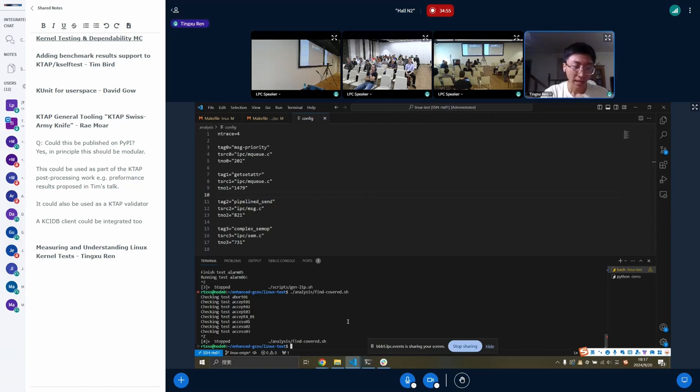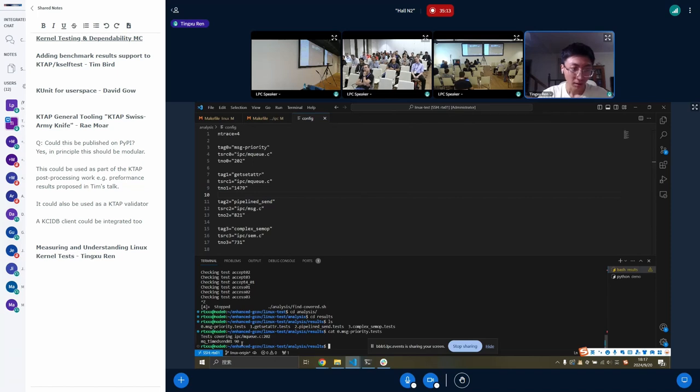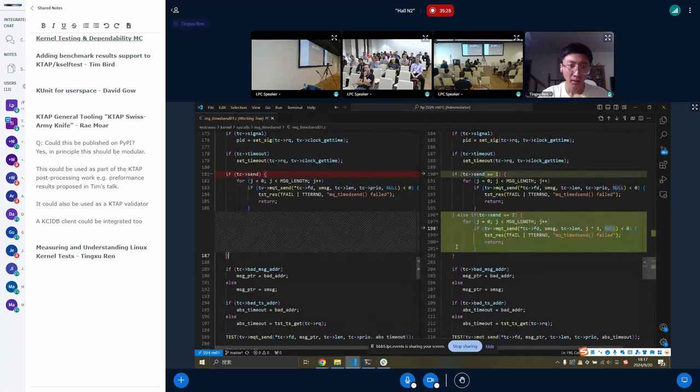This may also take some time, and after it has finished, we can go to a certain folder, and it has already generated a result for each of the lines. Let's take the first one as an example. In this result, it tells us that the test named mq_timedsend01 actually covers this certain line. And so we may want to make some modification to this test. Here I've also already made some changes.